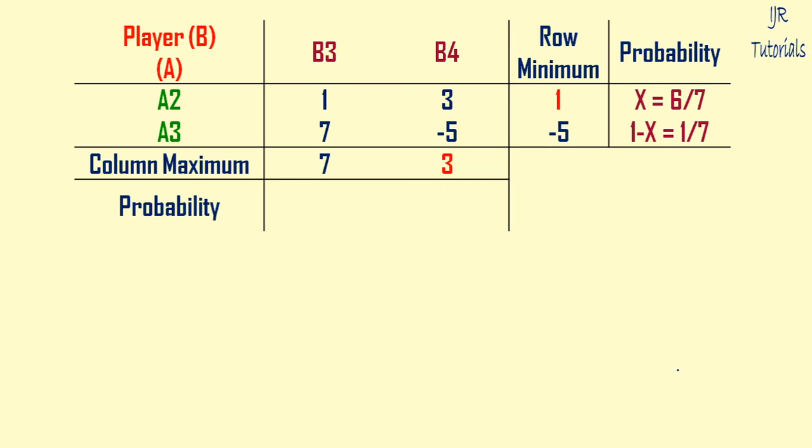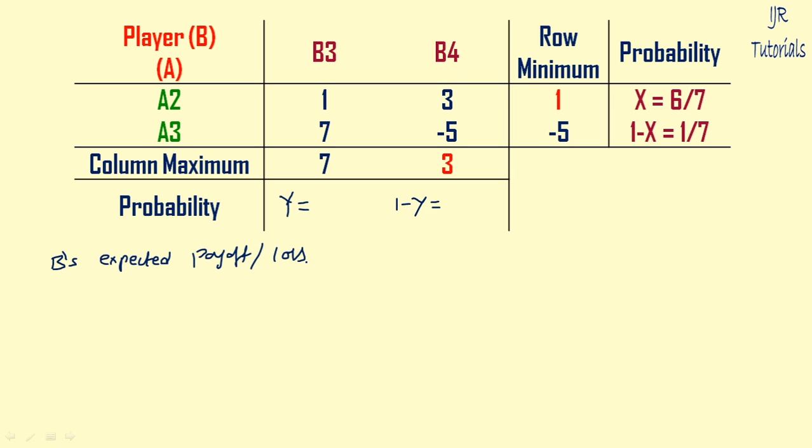Again, the same procedure. We need to take the same table. Already we defined the probabilities of A2 and A3, x and 1 minus x. Now we need to calculate the probability of B3 and B4 by using the letter y, and the next one is 1 minus y. And here also we need to write B's expected payoff.